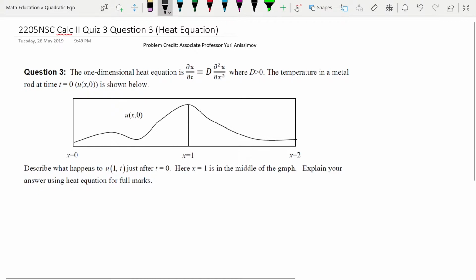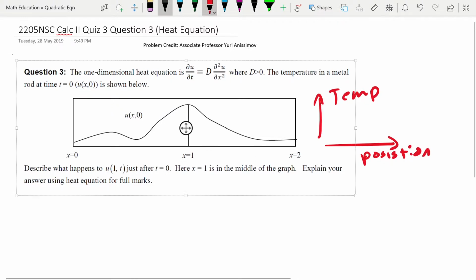So question 3. This is a little bit different in the sense that it is more of an interpretive question. What we're looking for is an understanding of what these various terms mean. In particular, we're talking about the heat equation, the temperature on the vertical axis with respect to position. This is a one-dimensional model of a metal bar.